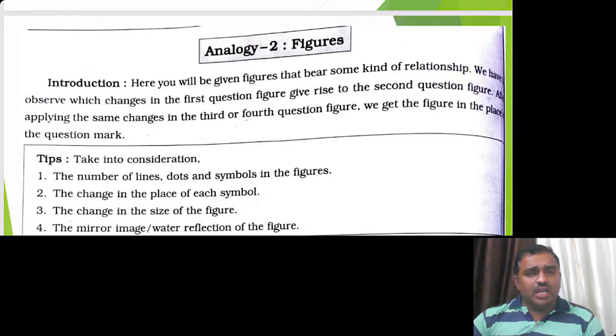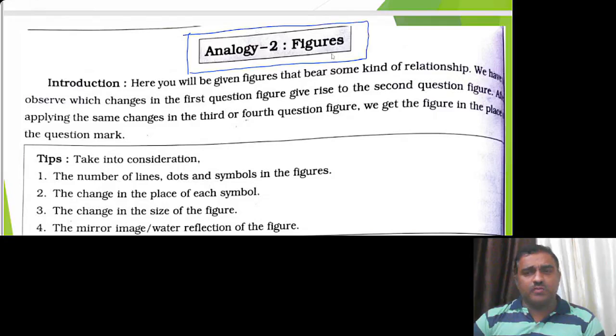Okay. Now today we are going to learn analogy of figures. Yesterday we have seen that two pairs of words will be given. In the first pair we have to establish the relation. The same relation you have to establish between the third and fourth. Okay, that is about analogy of words.